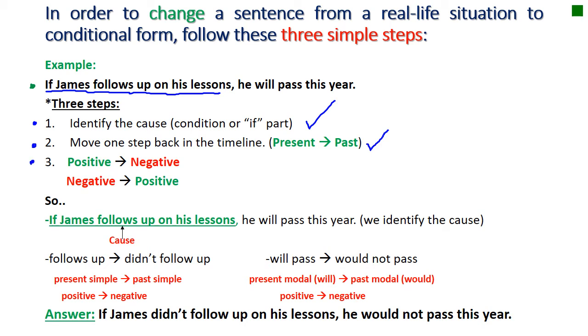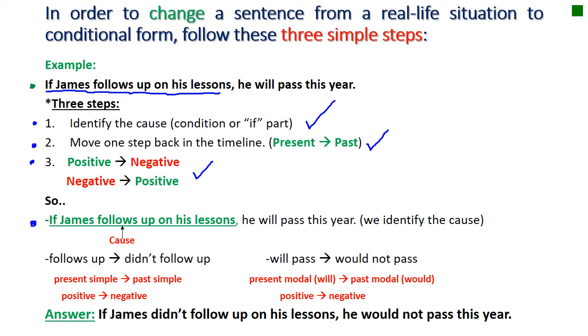Step 3, positive becomes negative and negative becomes positive. How? When I have a not in the real life situation, I don't have a not in the supposition or the conditional. And if I don't have a not in the real life situation, I need to have a not in the conditional. Let's see this example to make it simpler.